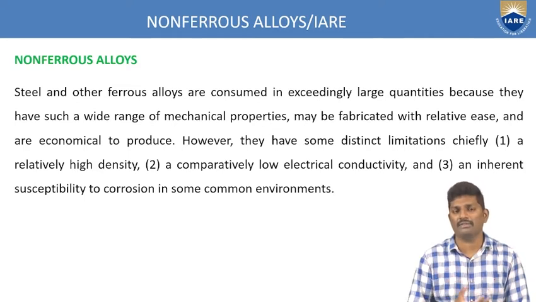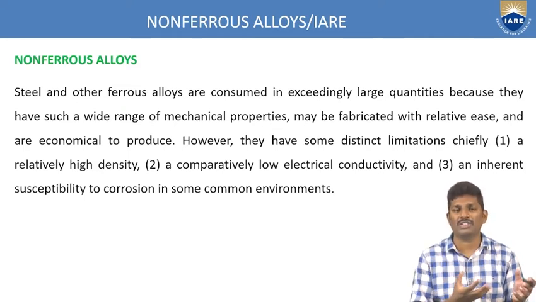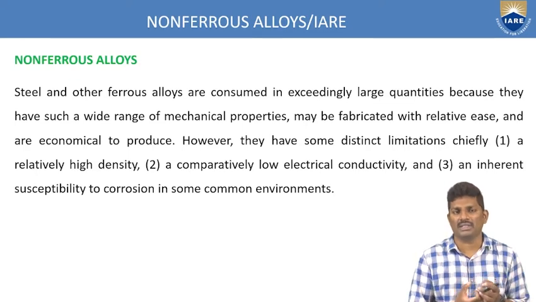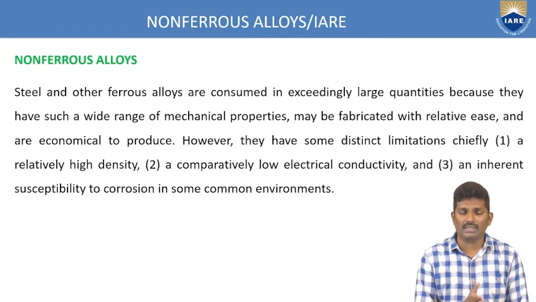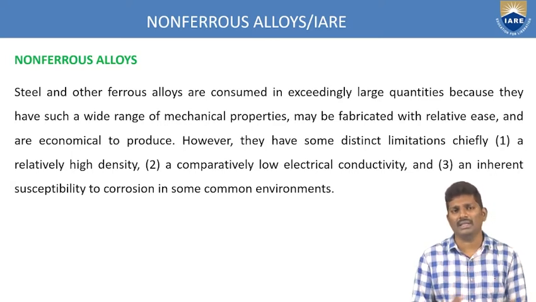Because of this wide variety of mechanical properties, most of the materials and most of the machinery are being manufactured with these steels and ferrous alloys. And these are fabricated because they are very economical in nature. So that's why steels and ferrous alloys are adopted in the manufacturing process. But again, these have some drawbacks. For every material, there are advantages as well as disadvantages. So coming to the disadvantages.